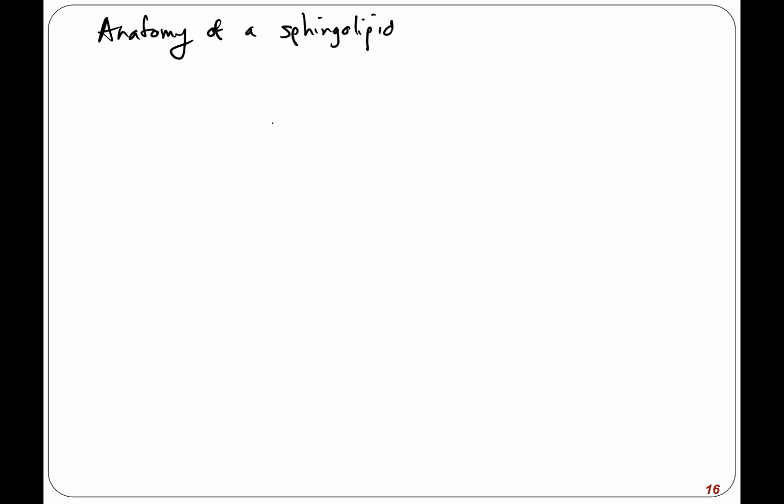Okay, so here's sphingosine. Let's see, I'm trying to remember how many carbons. 1, 2, 3, 4, 5. There's a double bond there. 6. 18 total, and okay, I think I got that right. OH, and then there's an NH2 here. And let me actually draw that out. I'll just draw out the H's, I think that'll help us as well. Okay, now, so this is sphingosine.